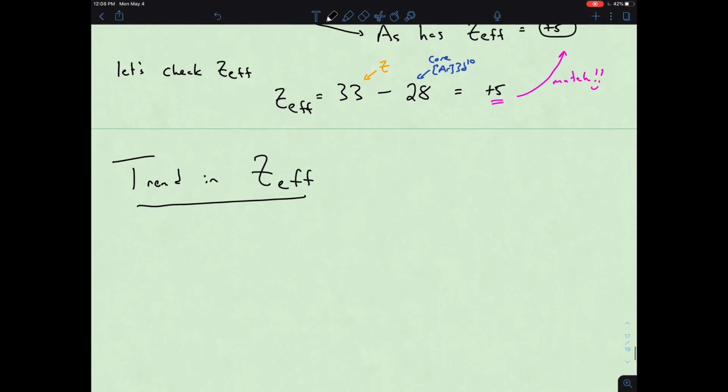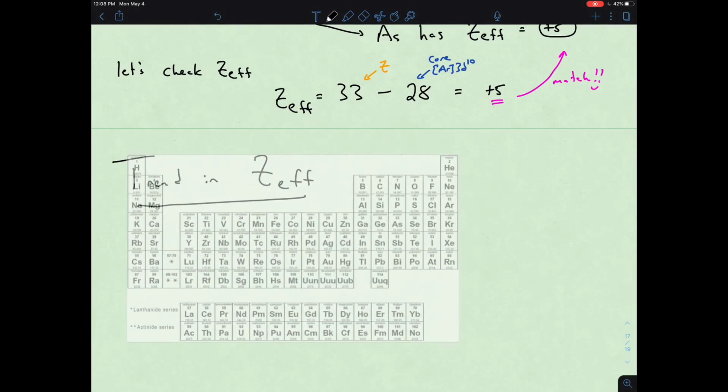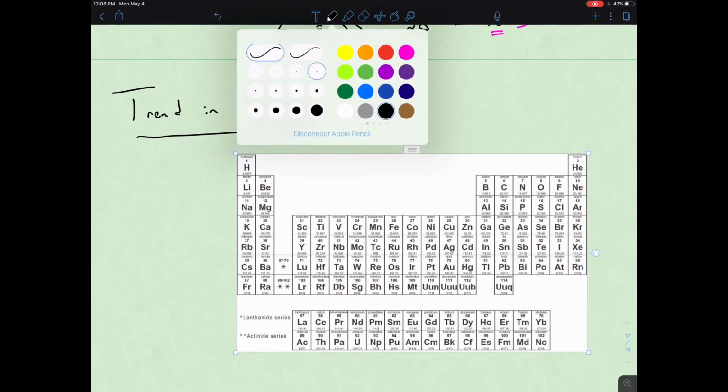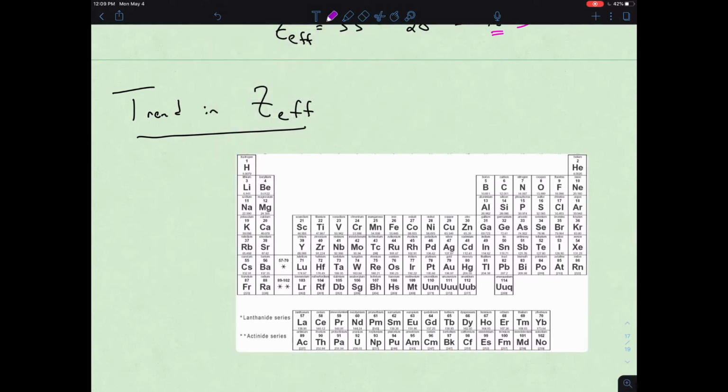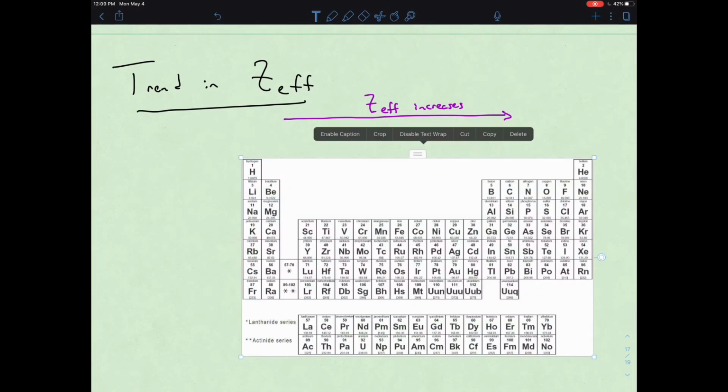So there is a trend in terms of Z effective then. We've already sort of talked about it in this light, going from left to right. Z effective increases. Right, and that was by that group number idea of 1, 2, 3, 4, etc. But we also have a vertical relationship as well.